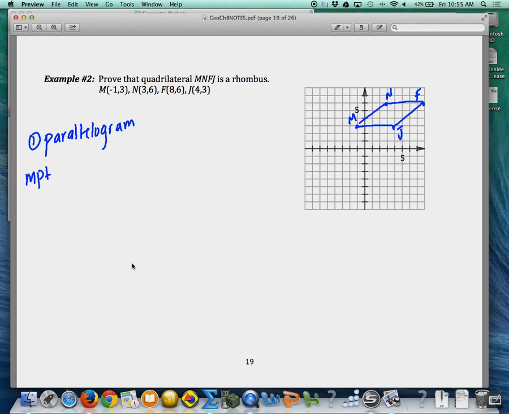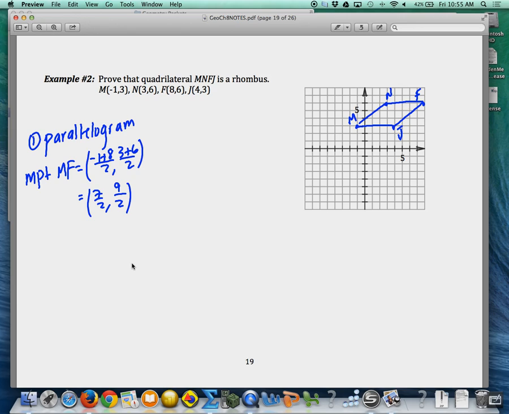Okay, so we're going to find the midpoint. Did I say MF first? Yeah? Okay, so let's find the midpoint of MF. So remember that's going to involve adding the x's. So I have -1 add 8 over 2, and I have 3 add 6 over 2. So -1 add 8 is going to be 7 over 2, and 3 add 6 is going to be 9 over 2.